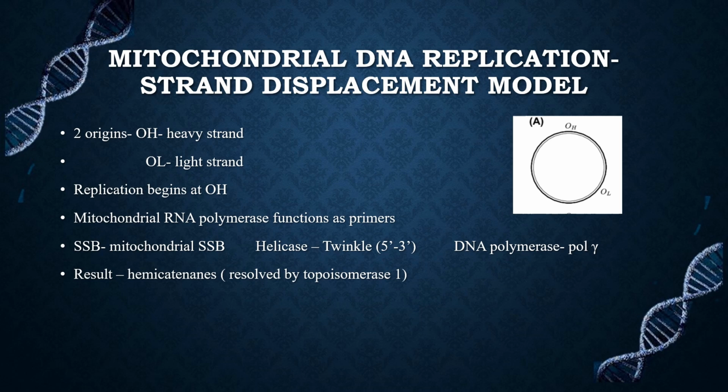The mitochondrial RNA polymerase functions as primase and produces the primary transcript as primer, and the single strand maintenance protein is mitochondrial SSB protein. A dedicated 5' to 3' helicase called Twinkle is present here, and the dedicated DNA polymerase is pol gamma. The overall result after the strand displacement model is the formation of hemicatenanes, and they are resolved by topoisomerase 1.